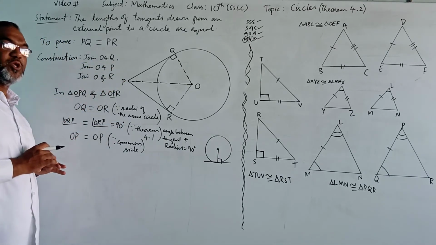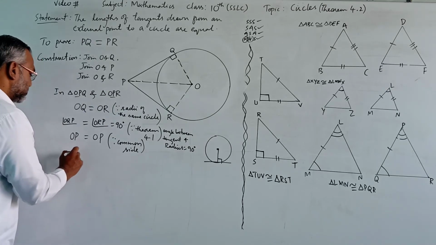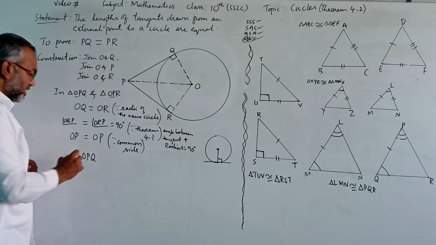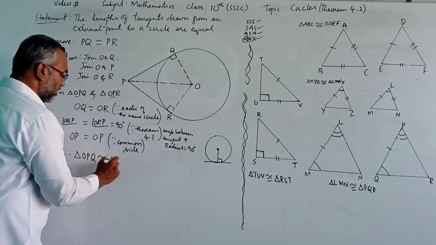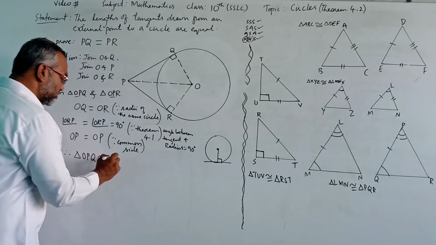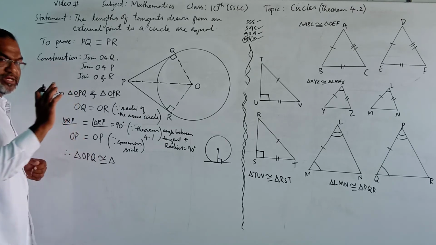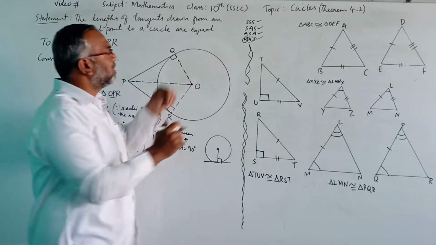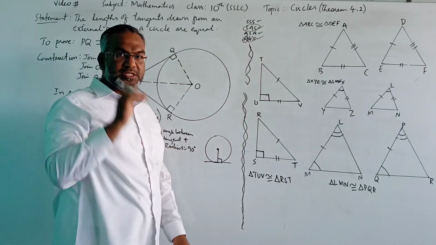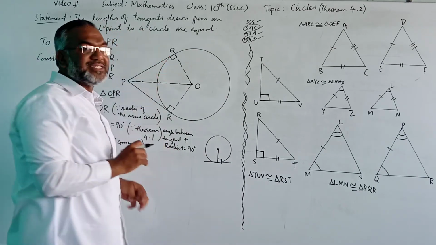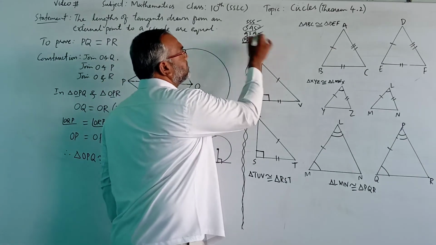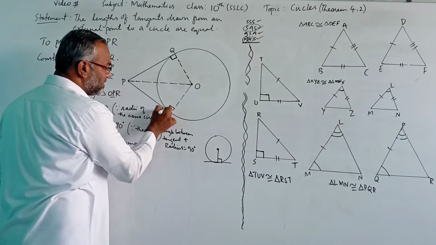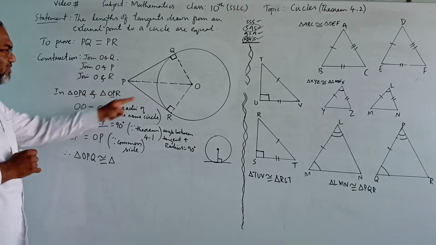If these two triangles are congruent, then the remaining sides must also be equal. Therefore, I can say triangle OPQ is congruent to triangle... No, wait a minute. We are not getting it here. This is not SAS. I'm sorry, my mistake. RHS is happening here. They both have 90 degrees, right?